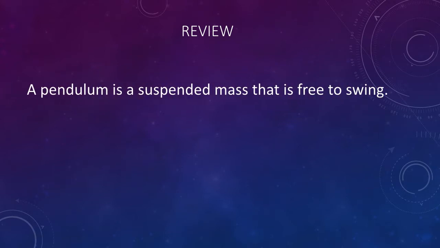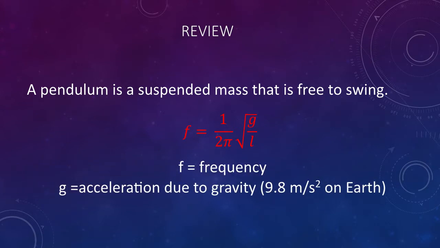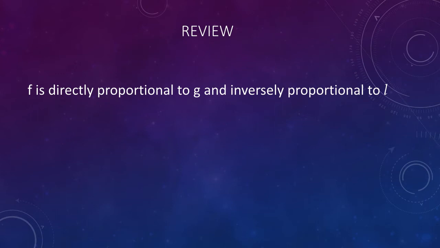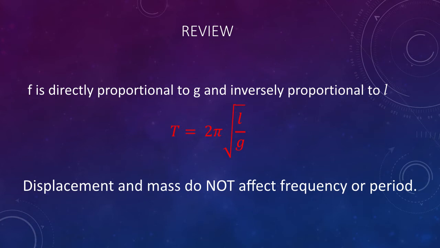To review, a pendulum is a suspended mass that is free to swing. F equals 1 over 2 pi times the square root of g over L, where F is the frequency of vibration in hertz, g is the acceleration due to gravity, and L is the length of the pendulum in meters. F is directly proportional to gravity and inversely proportional to length. T equals 2 pi times the square root of L over g. Displacement and mass do not affect frequency or period.